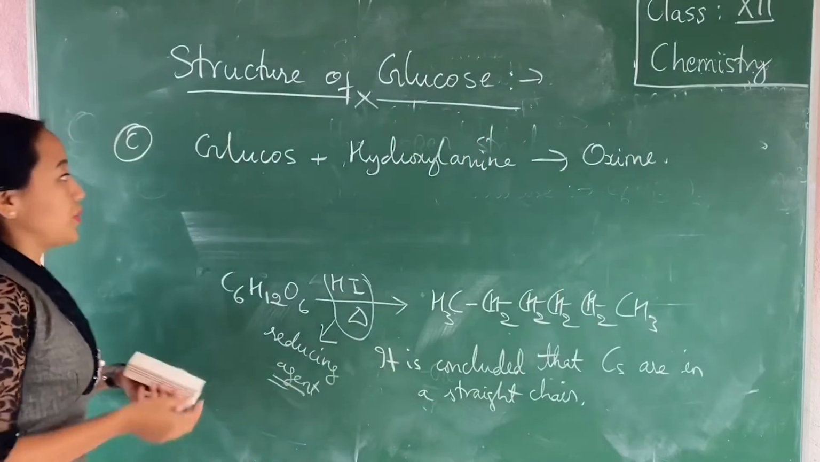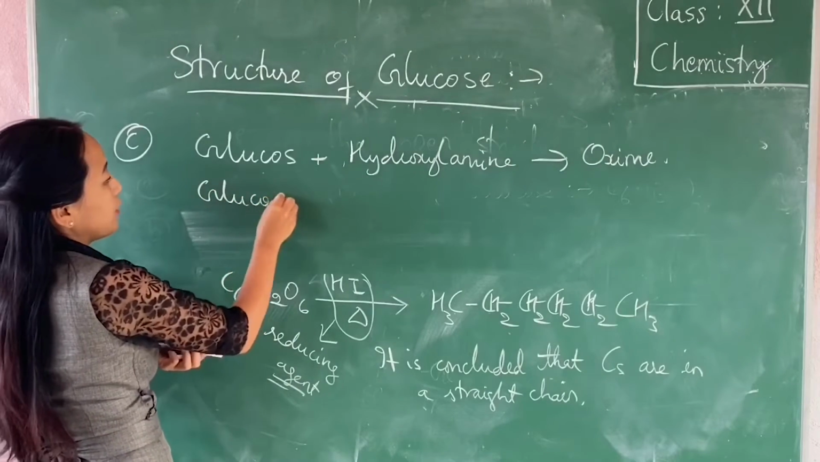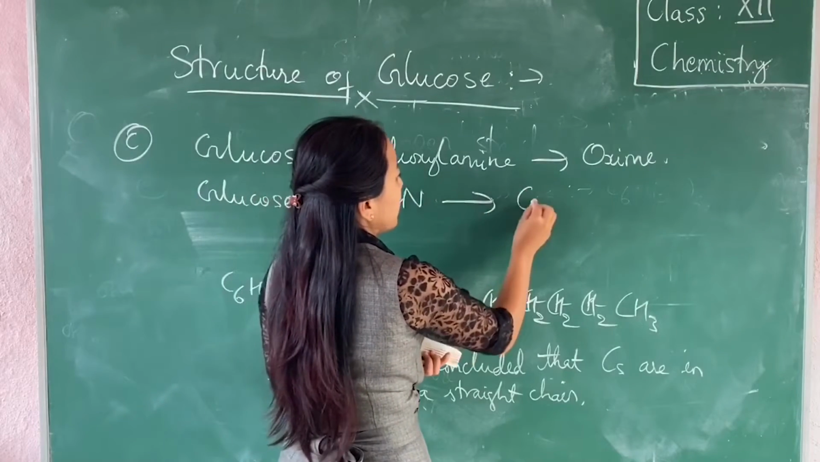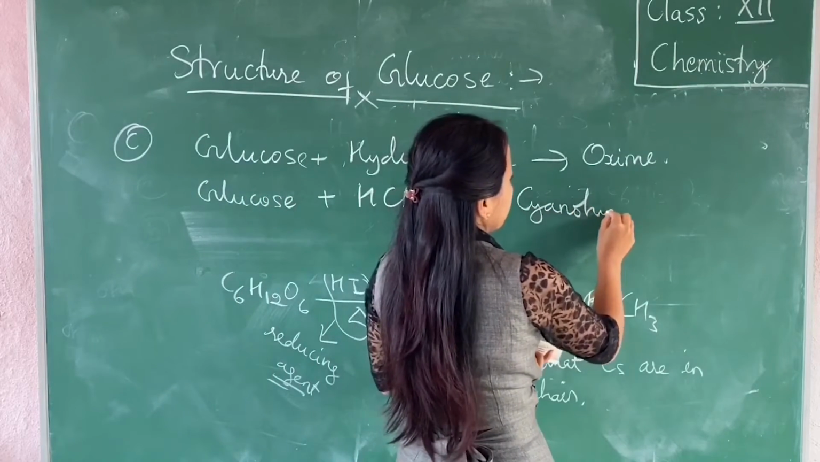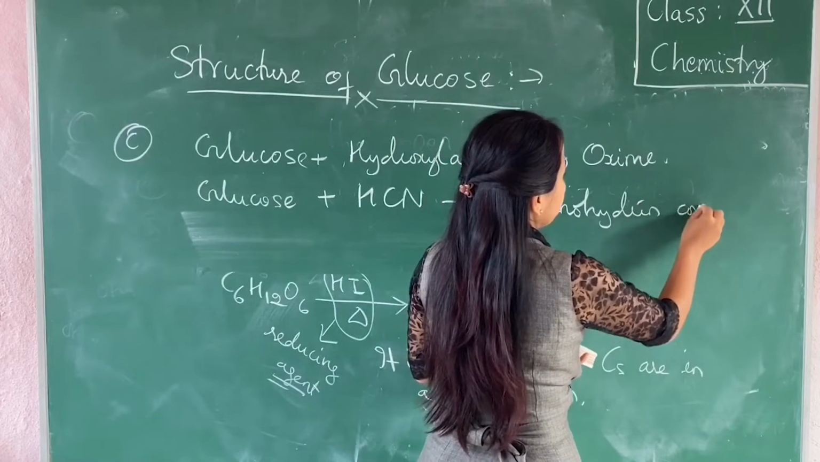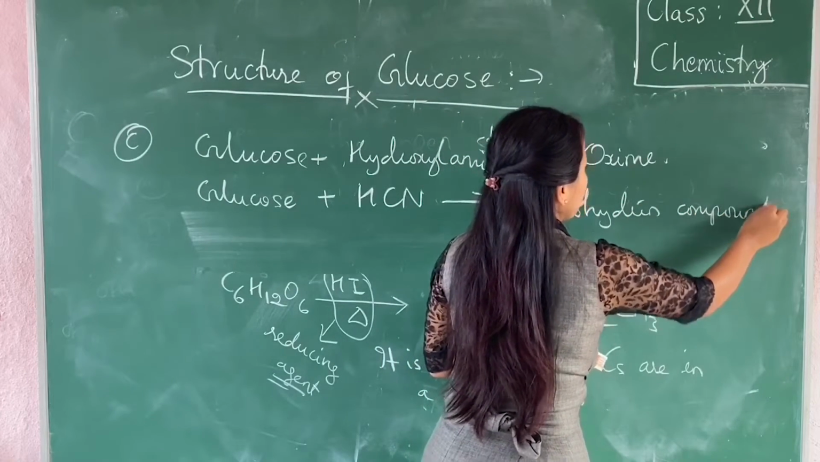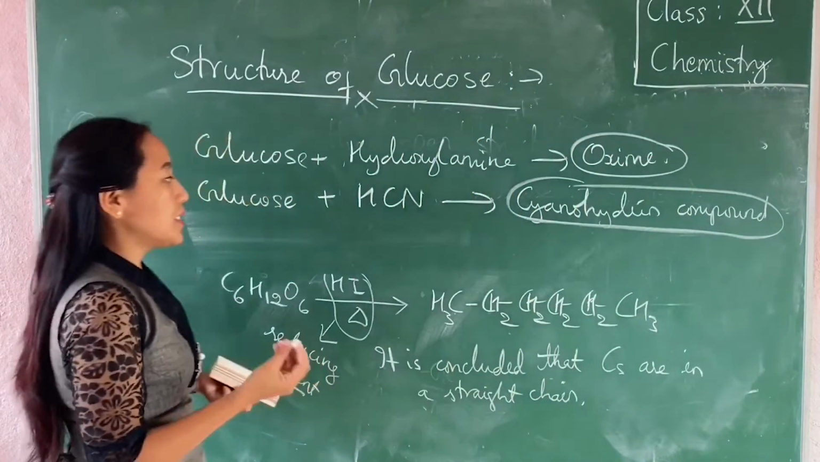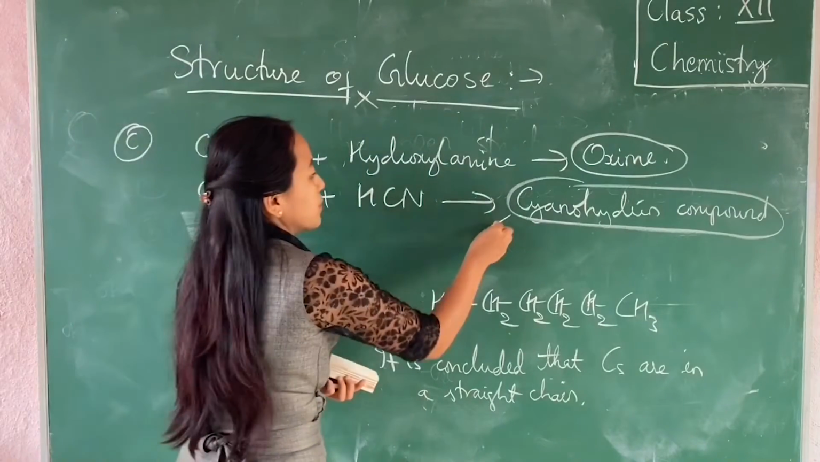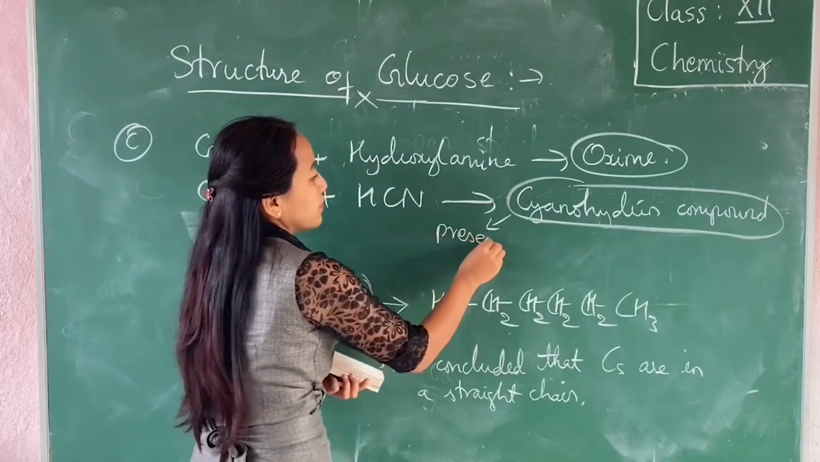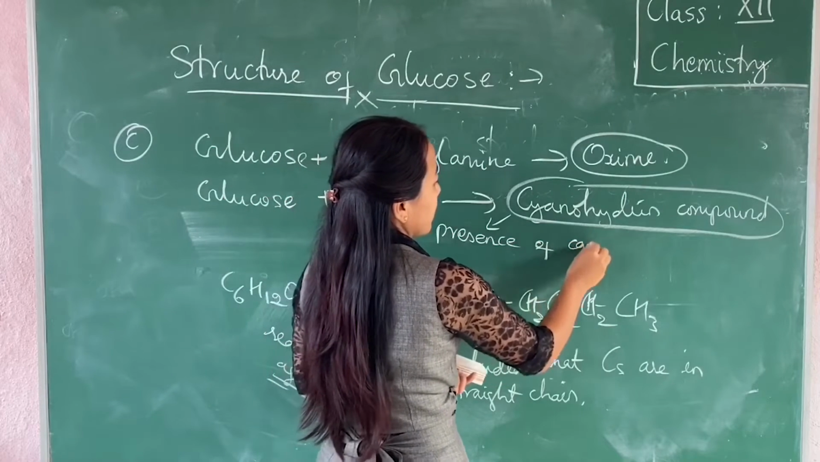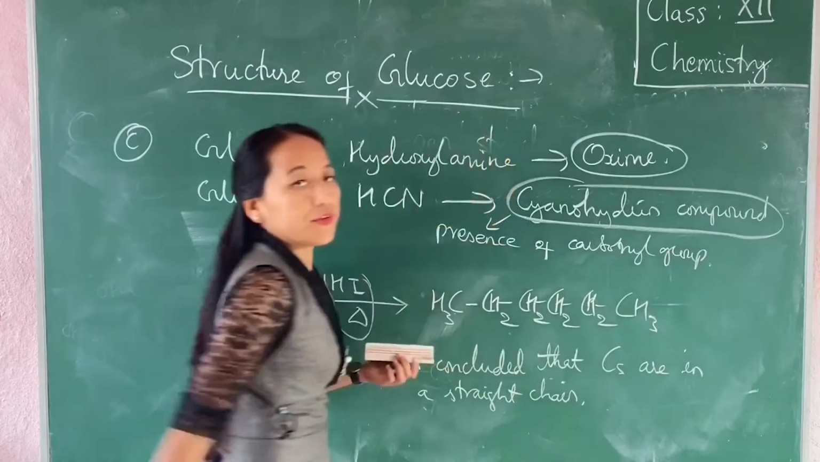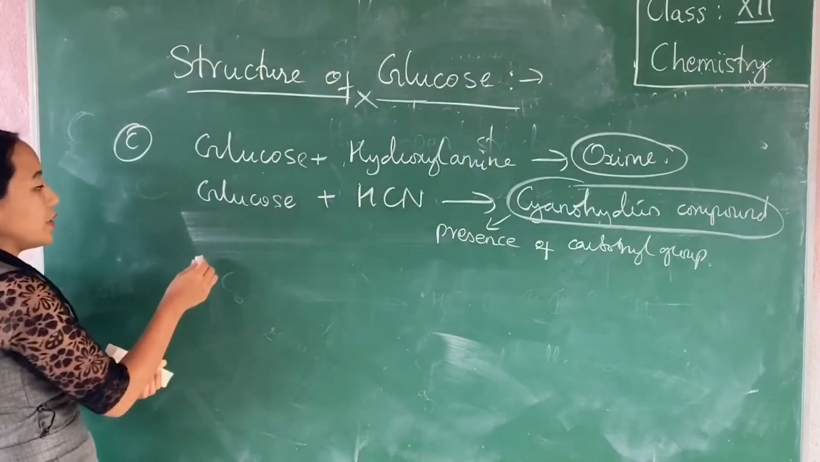Similarly, when it was treated with hydrogen cyanide, HCN, it gives a cyanohydrin compound. Now formation of these two products, oxime and cyanohydrin compound, indicates that glucose contains a carbonyl group. Okay, now let me give you the reaction for this. So the first one, that is glucose.